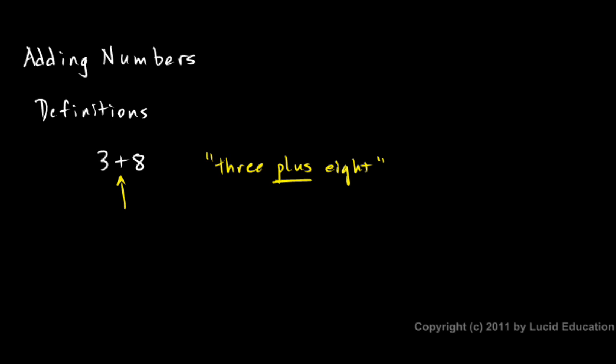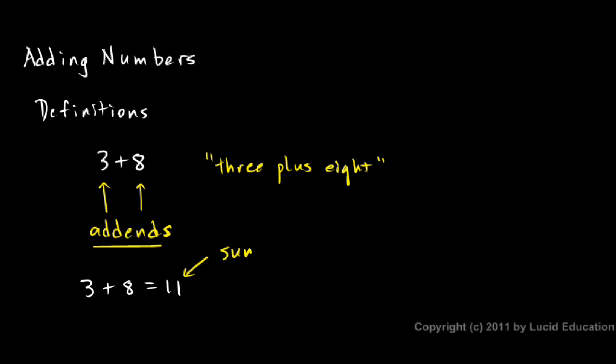So plus means I'm adding or combining. The 3 and the 8, those are referred to as add-ins. The things that are added together are the add-ins. And if I actually add them up and get an answer, 3 plus 8 equals 11, the 11 is the sum. The result of adding two numbers is called the sum. So it's just basic vocabulary.